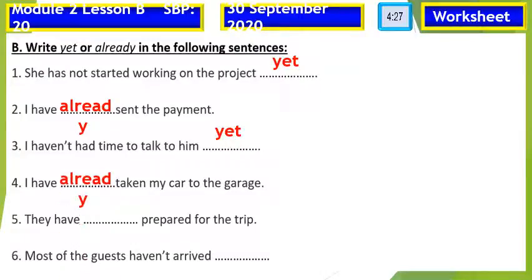Number 4, I have already taken my car to the garage. That's right. Number 5, they have already prepared for the trip. Notice that yet goes at the end, and already goes between the auxiliary and the past participle. Number 6, most of the guests haven't arrived yet. That's right. Okay.